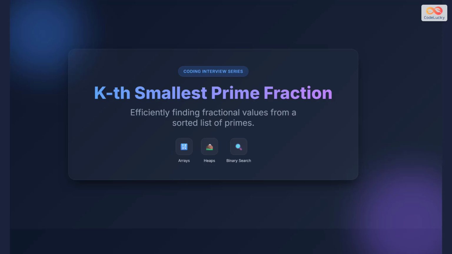Hello everyone. In this video, we are going to tackle a fascinating problem called Kth Smallest Prime Fraction. This is LeetCode problem 786. It combines array handling, heaps, and even binary search in a very clever way. If you have ever wondered how to efficiently order fractions generated from a list of numbers without calculating every single one, this video is for you.